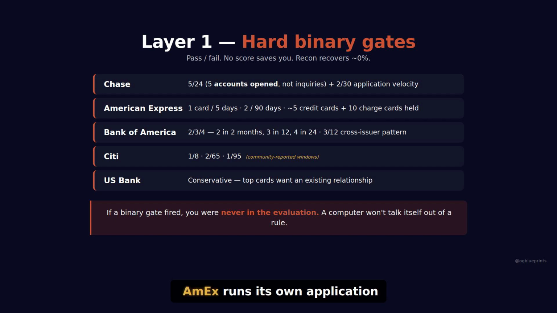American Express. AmEx runs its own application map. Roughly 1 new AmEx card every 5 days and no more than 2 in any 90-day window. And there's an account count ceiling. About 5 AmEx credit cards and 10 charge cards held at once. Your green, gold, platinum charge cards count separately from the revolving credit cards. Nobody else applies that rule. That's a layer 1 gate that has nothing to do with your score.